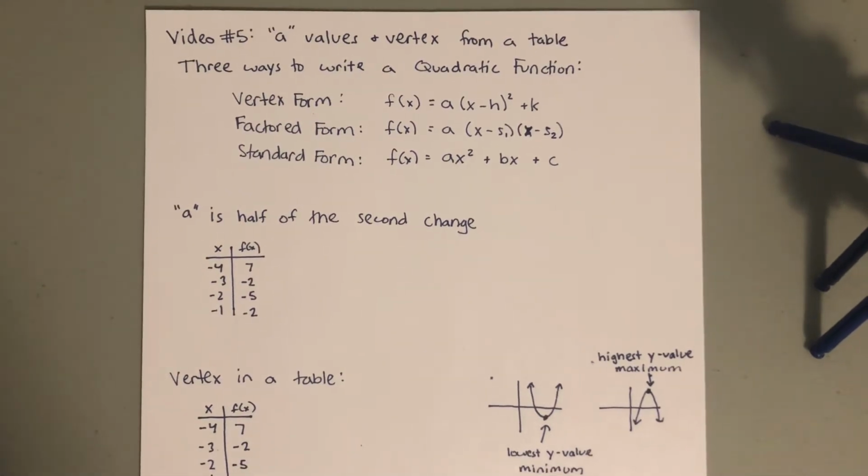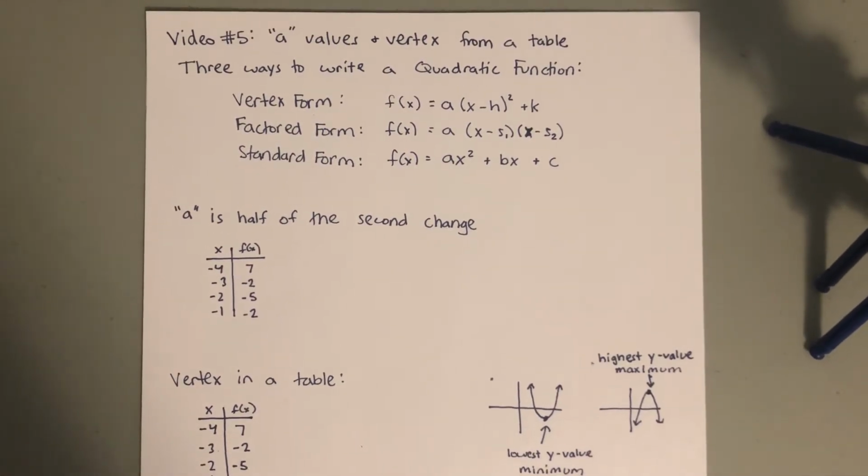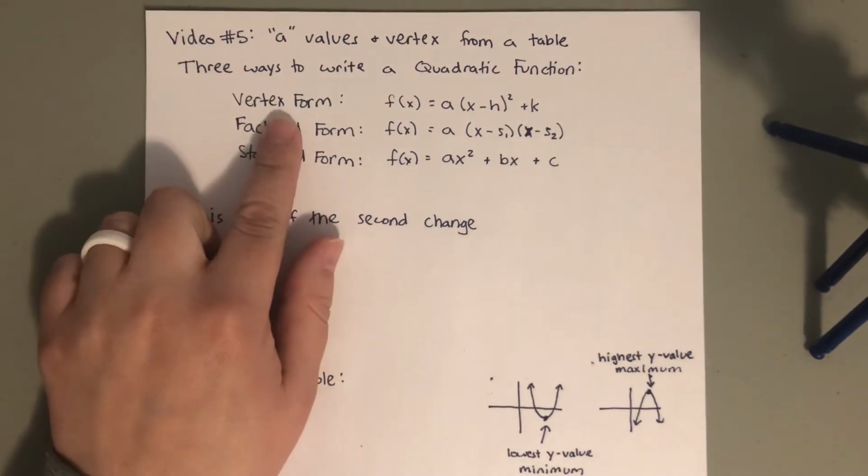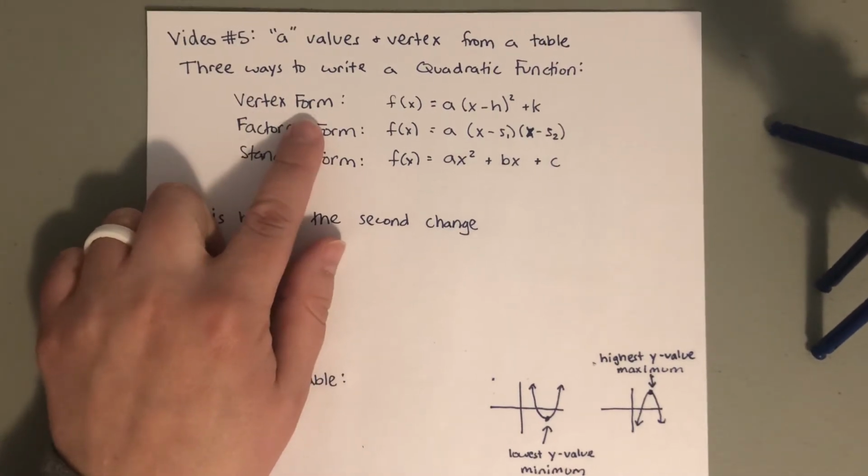All right, in this video, we are going to talk about finding the A value and also how to find the vertex when you're looking at a table of a quadratic function. Last week we started talking about one of the ways to write a quadratic function. We talked about how to write a quadratic function in vertex form. Now, there's actually three ways.